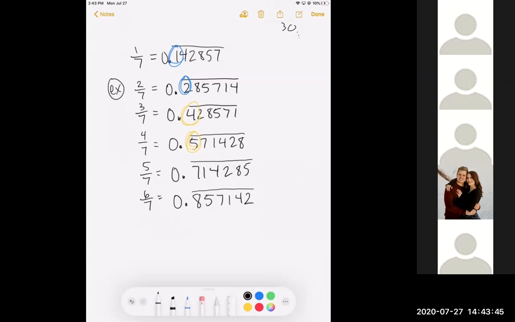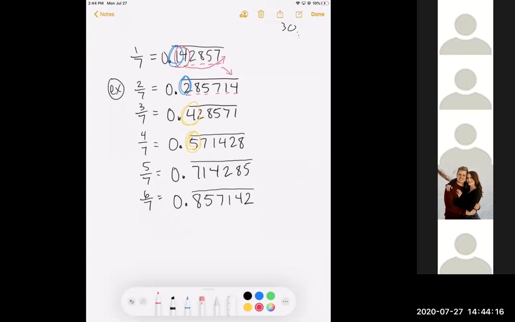Notice that in every seventh, they always use the same digits in the same sequence, but they're shifted. Okay. 1 seventh here is 1 4 2 8 5 7. 2 sevenths, 2 8 5 7 1 4. The 1 and the 4 have been shifted to the back. So they have the 2 8 5 7 and then the 1 and the 4.